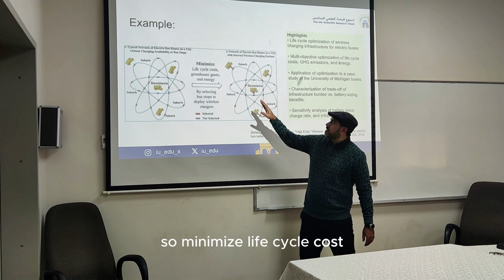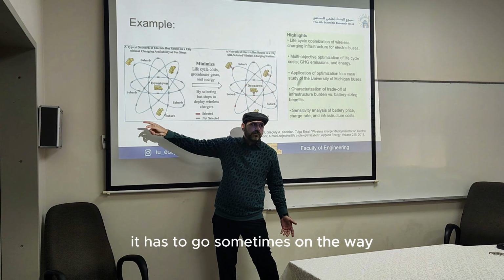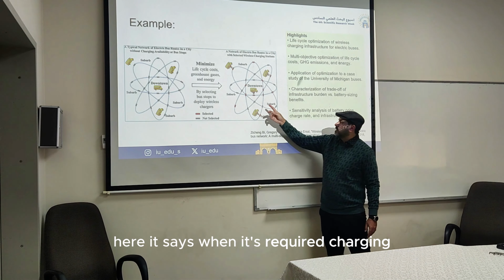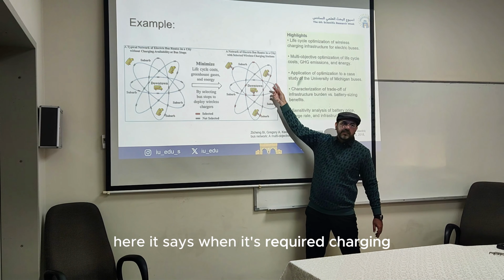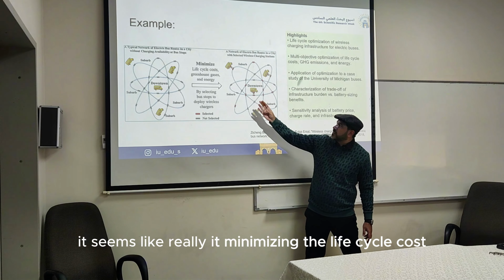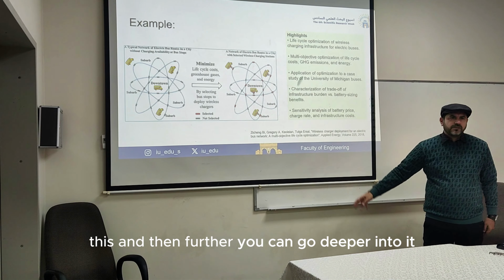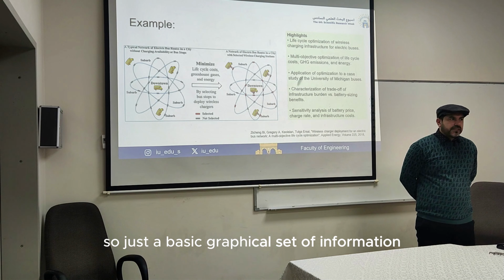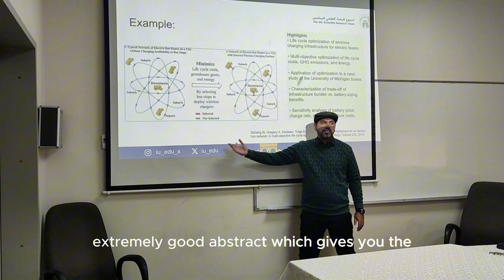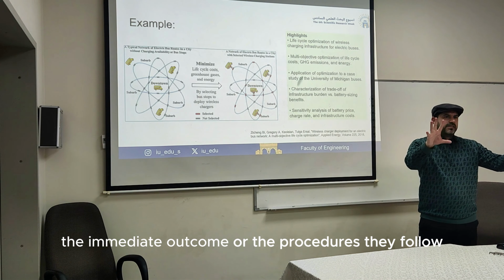Minimize life cycle cost. Of course, if this bus completes the loop and then comes to charge, it sometimes has to travel with nobody sitting in it, just going for the charging. Here it says when it requires charging, it will go closer, charge itself, and then move on. So it seems like it's really minimizing the life cycle cost, greenhouse gases, energy, and then further you can go deeper into it. Just a basic graphical set of information, an extremely good abstract, which gives you the immediate outcome.